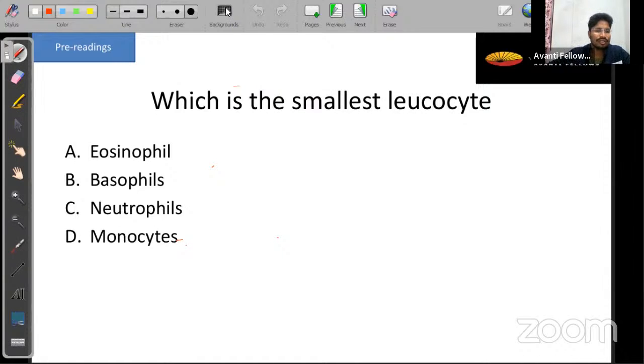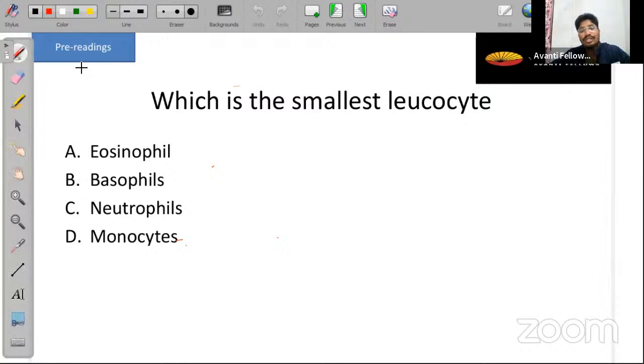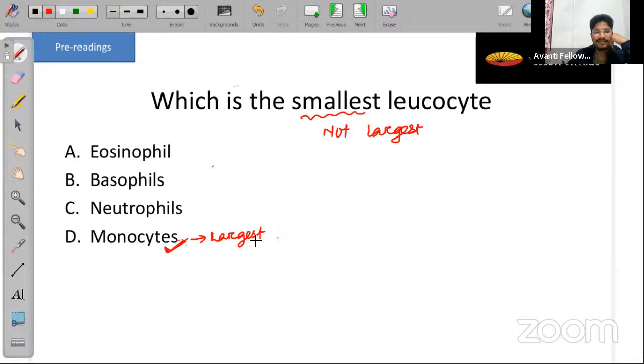The question is asking about the smallest leukocyte, not the largest. When the question asks about the largest leukocyte, then the largest leukocyte is your monocytes. They are the largest leukocyte, so this option is cancelled. If you compare eosinophils, basophils, and neutrophils, the smallest leukocyte will be your neutrophils, not eosinophils, not basophils, not monocyte. Is that clear to everybody?